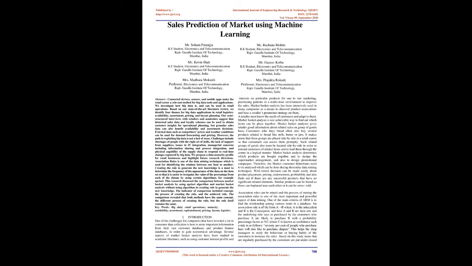Based on our state-of-the-art literature review, we identify 4 themes for big data applications in retail logistics: availability, assortment, pricing, and layout planning. Our semi-structured interviews with retailers and academics suggest that historical sales data and loyalty schemes can be used to obtain customer insights for operational planning, but granular sales data can also benefit availability and assortment decisions. External data such as competitors' prices and weather conditions can be used for demand forecasting and pricing.